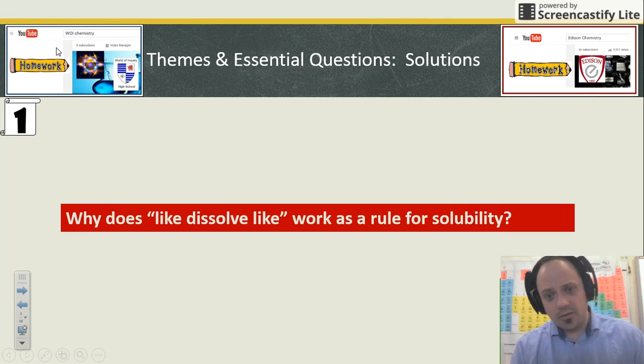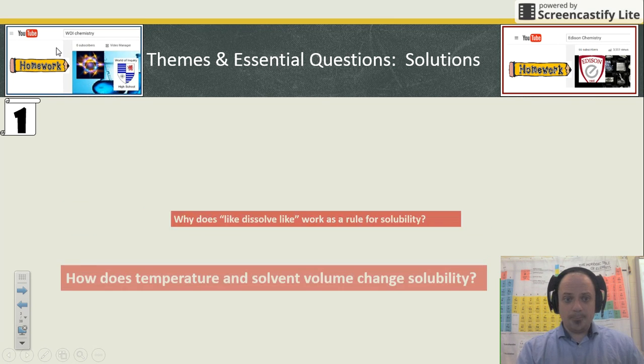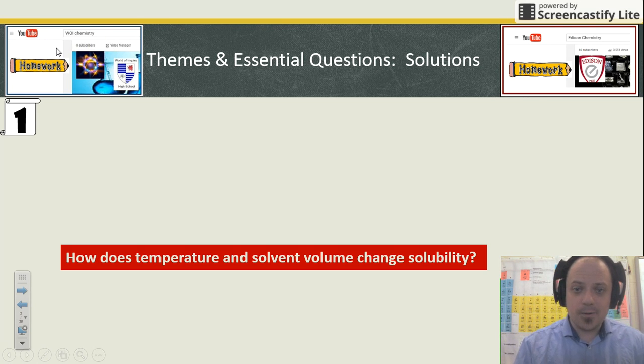Why does like dissolves like work as a rule? We're going to use some things we learned in chemical bonding. Polarity is the key here, and we're going to see what and why. How does temperature and solvent volume change solubility? We're going to use reference table G again to study solubility, and how temperature changes that.